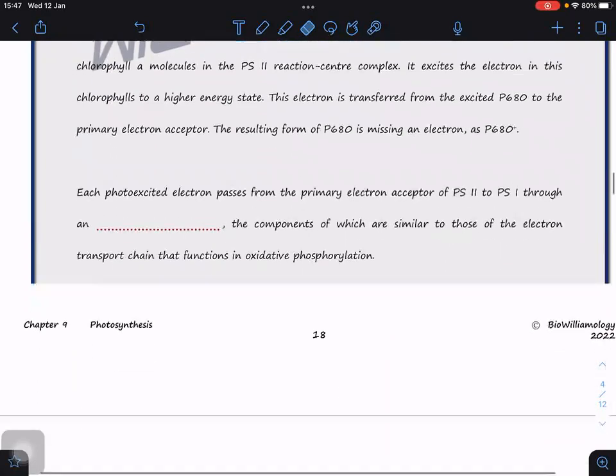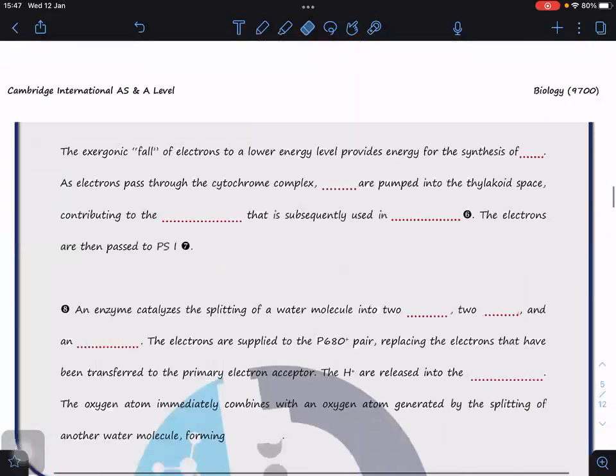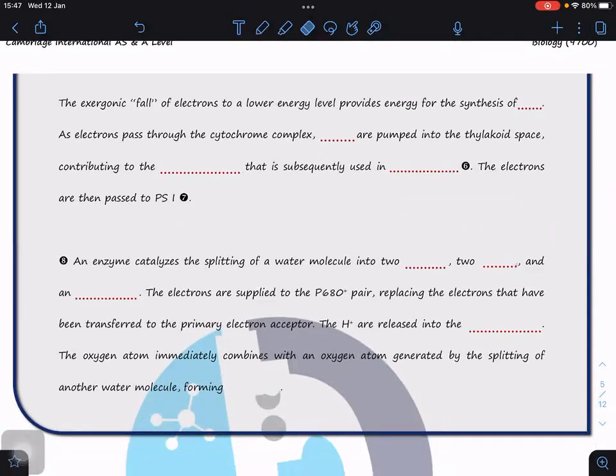So again, each photoexcited electron passes from the primary electron acceptor of PS2 to PS1 through an electron transport chain. It cannot be an electron carrier. Are you clear? Okay, so be careful when you write. So through an electron transport chain, the components of which are similar to those of electron transport chains that function in oxidative phosphorylation. So this is exergonic, which means full of energy. Okay, the fall of electrons to a lower energy level provides the energy for the synthesis of ATP.